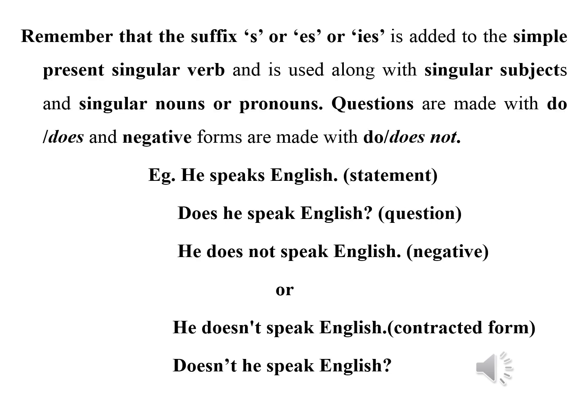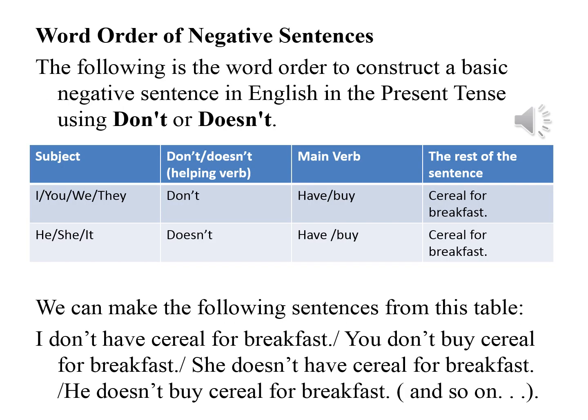Remember that the suffix s or es or ies is added to the simple present singular verb and is used along with singular subjects and singular nouns or pronouns. Questions are made with do or does, and negative forms are made with do or does not. He speaks English, a statement. Does he speak English? Question. He does not speak English, a negative, or he doesn't speak English, which is a contracted form. Doesn't he speak English?